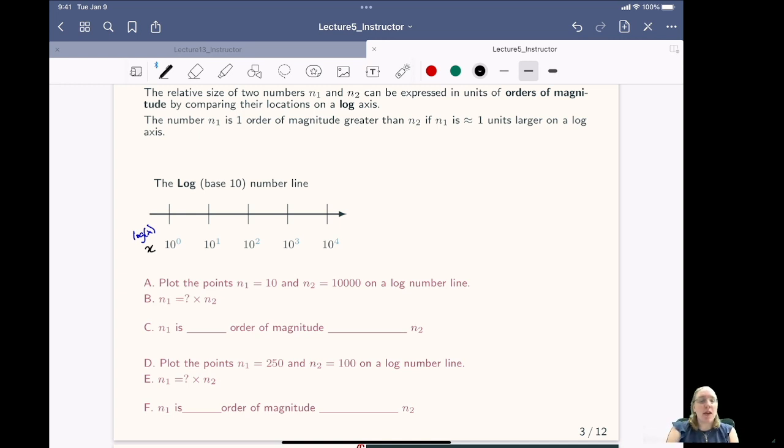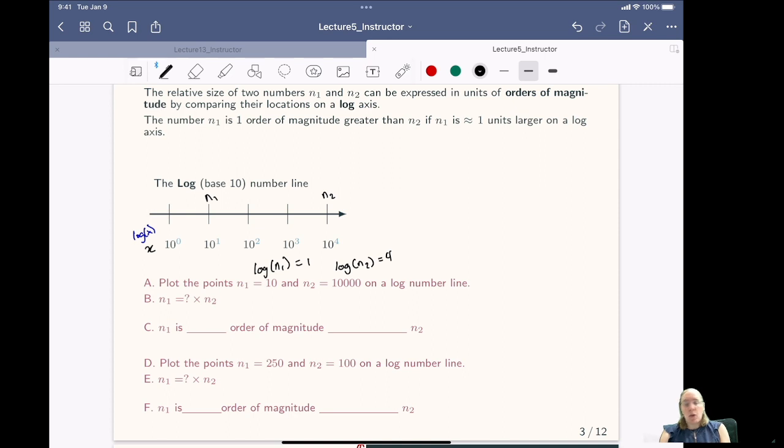First, let's plot the points n1 equals 10 and n2 is equal to 10,000 on this log number line. Where do we put n1 is equal to 10? Well, we take the log of n1. What value do you have to raise 10 to get n1 equals 10? Well, we have to raise it to the first power. So this is n1. Where do we put n2? The log of n2 is 4 because 10 to the 4th is 10,000. So we put n2 there.